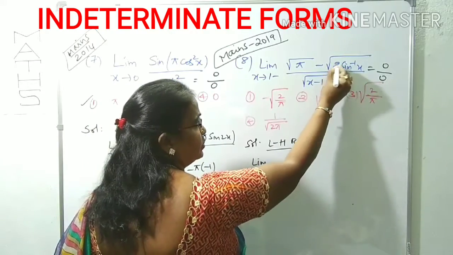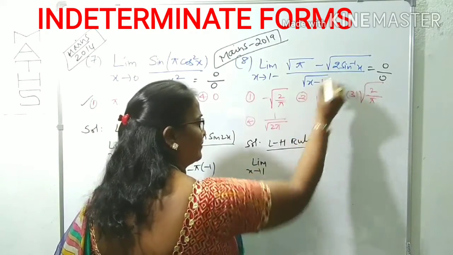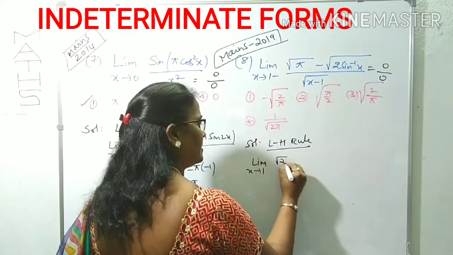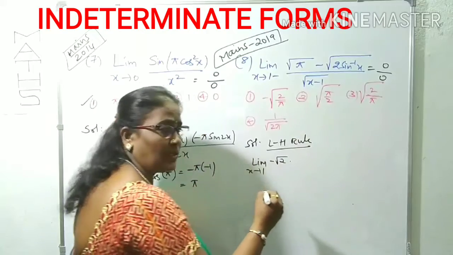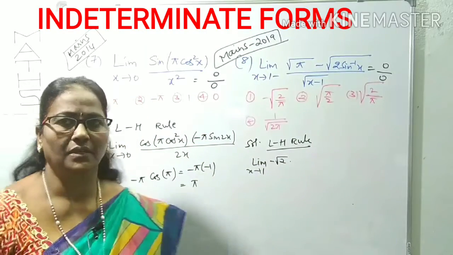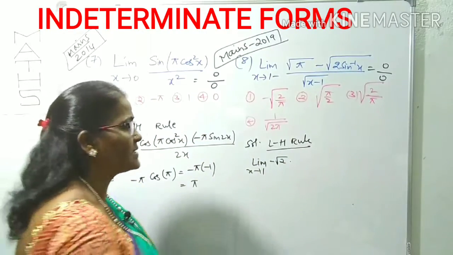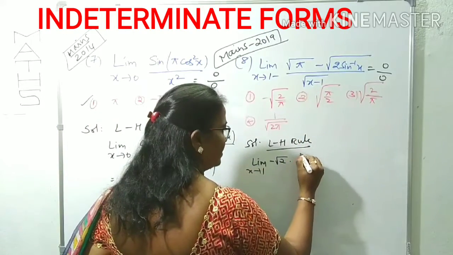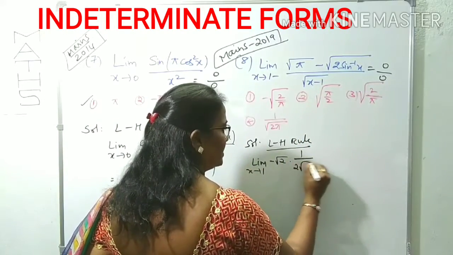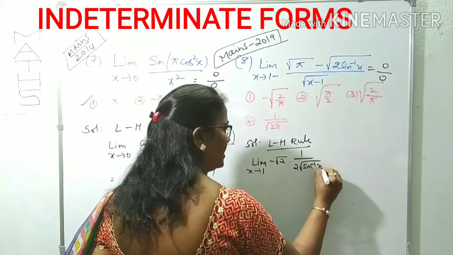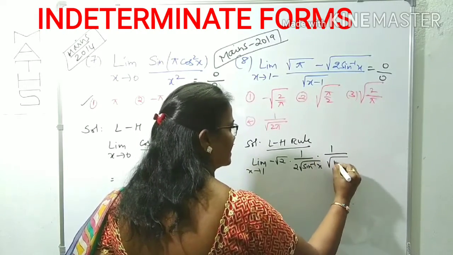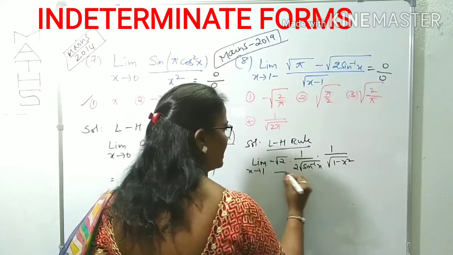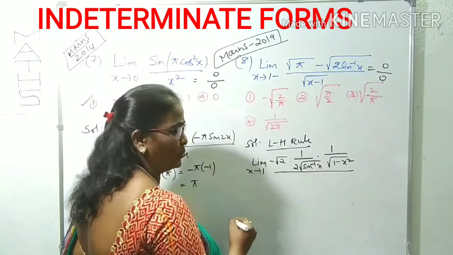I am writing root 2 into root over sine inverse x. Root 2 is a constant, with the minus already there. Now the derivative of root of sine inverse x. What is the derivative of root x? It is 1 by 2 root x. So the derivative of root over sine inverse x is 1 by 2 root sine inverse x, into again the derivative of sine inverse x, which is 1 by root over 1 minus x square. You should know the derivatives here in this case of L'Hospital rule.